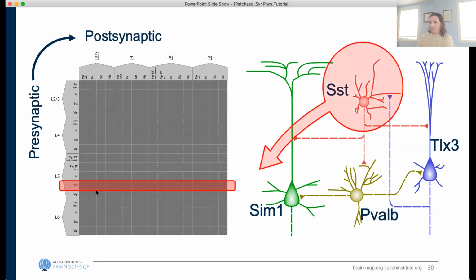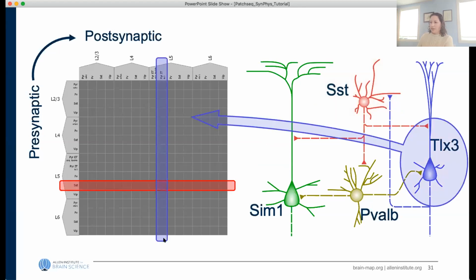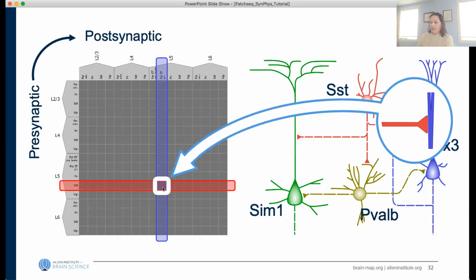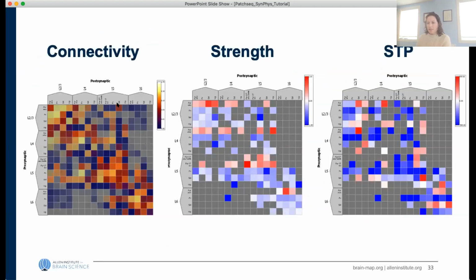For example, we could pull out this layer 5 SST subclass, and then look at the postsynaptic subclasses along the columns. In this example, pulling out the TLX3 pyramidal type, which labels a layer 5 IT or intratelencephalic subclass. The intersection of these 2 row and column is the unique element that describes the connectivity and synaptic properties of a layer 5 SST cell connecting to a layer 5 IT cell. With this matrix framework, we can layer all sorts of data on top of it in the form of heat maps. Here I've shown a couple of examples of that.